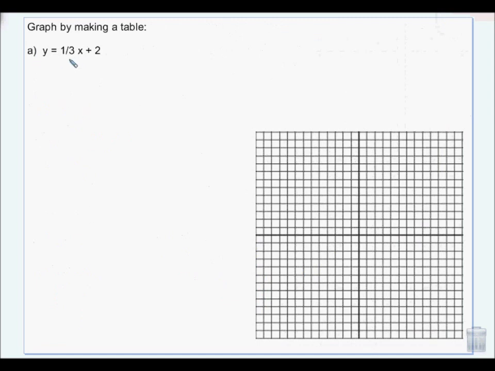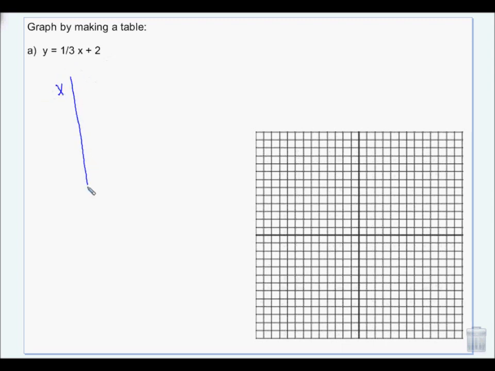Sometimes finding the intercepts doesn't work out correctly. Like, 1/3 goes into 2, well, technically it does go into 2, but you'd have to be dividing by a fraction, and that's kind of annoying, right? The other way we can do this is we can make a table.